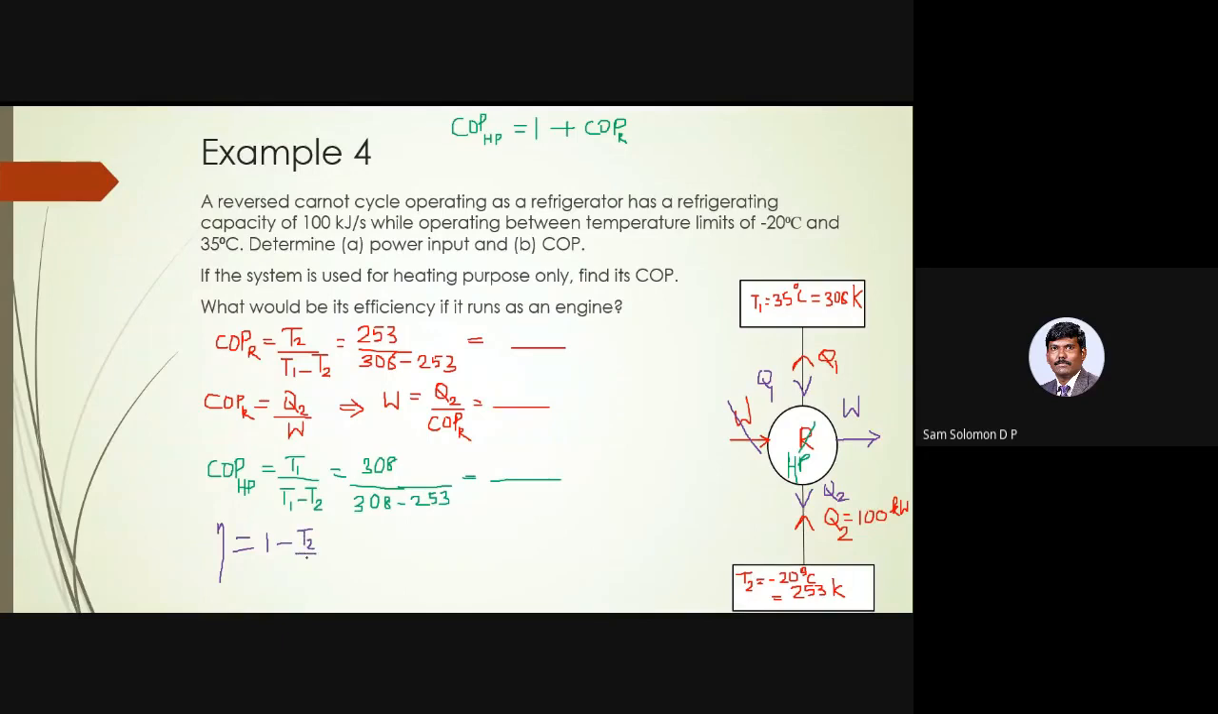So 1 minus T2 by T1, which is 1 minus 253 divided by 308. So this will give you the value of the efficiency, either in decimal, and then you can convert it to percentage. Very, very simple. So for the same temperature limits, you can find the COP of the heat pump, COP of the refrigerator, and efficiency of the heat engine. That is possible. So let's look at the answers.